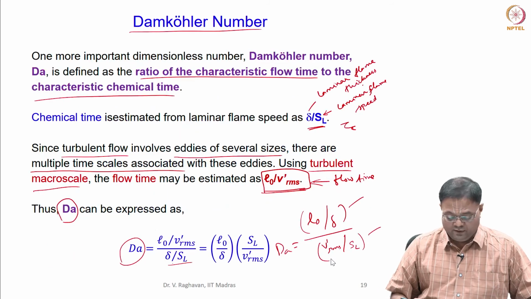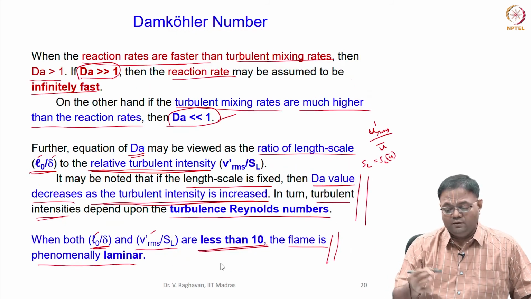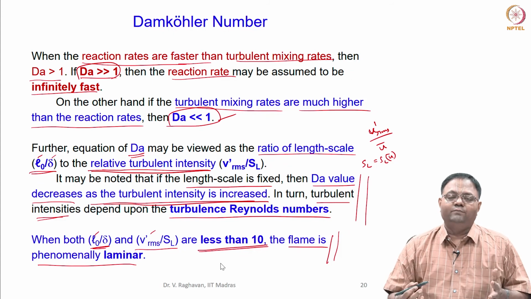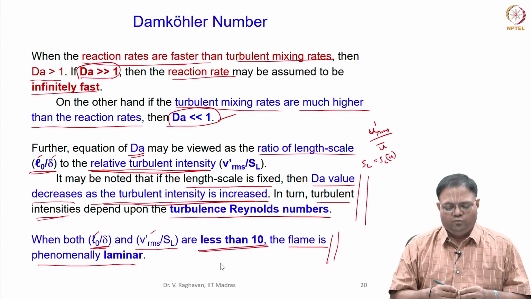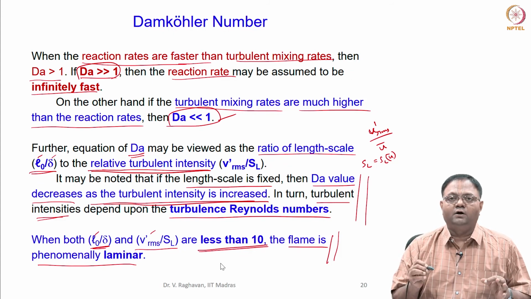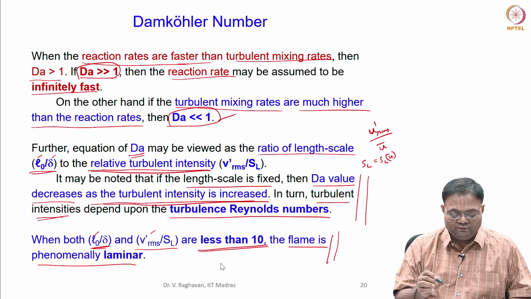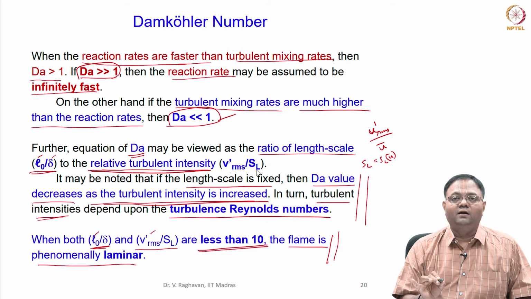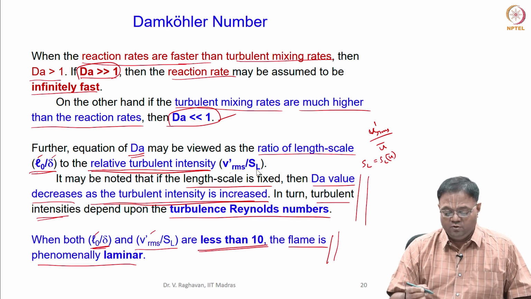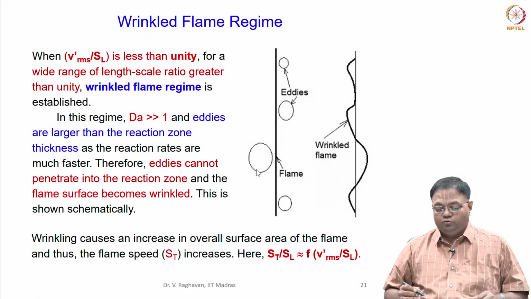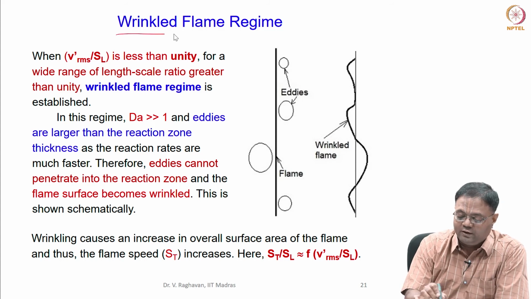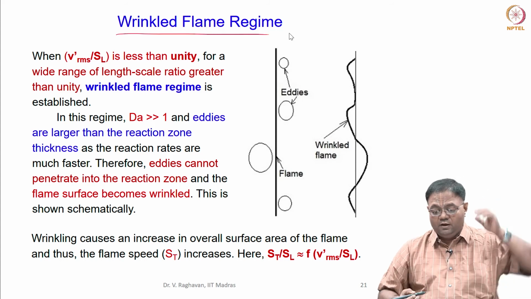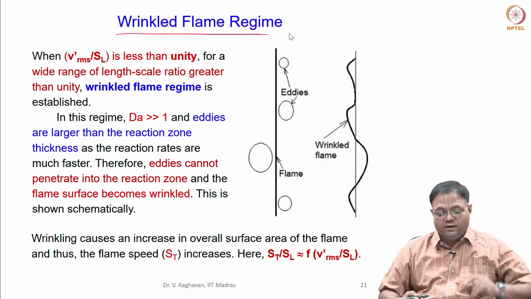So once you define the Damkohler number like this, we can understand several regimes based upon the values. Basically, we are trying to attempt an exercise where we will compare the L0 and del and the V dash RMS and SL and try to come up with the regimes. Okay. So let us go into the three regimes in slight detail. So first one is the Wrinkle flame regime.